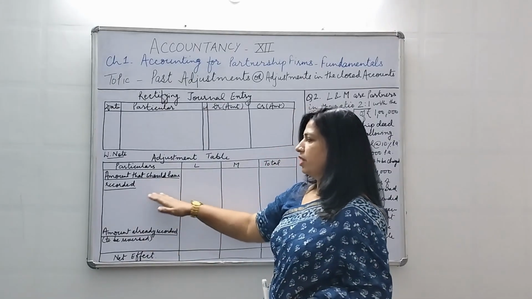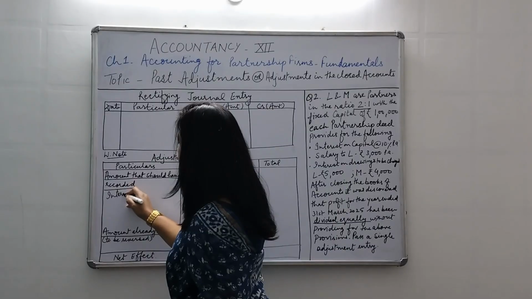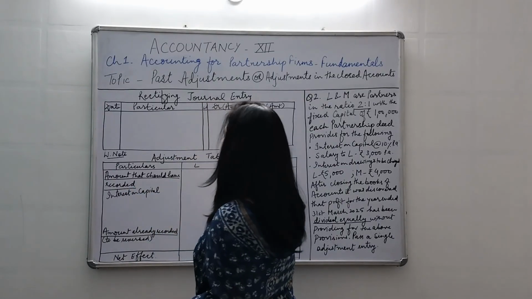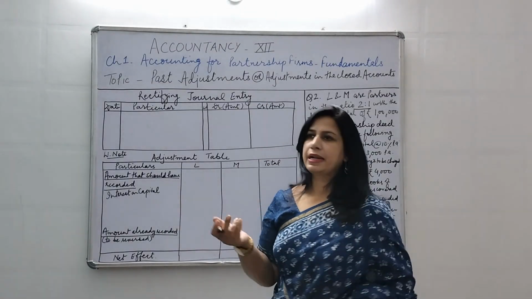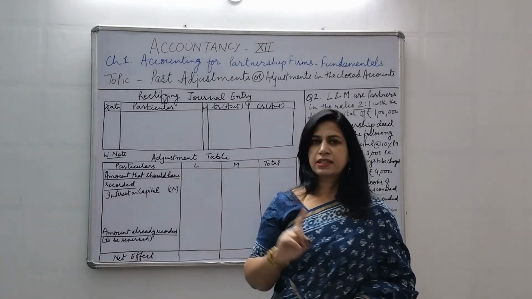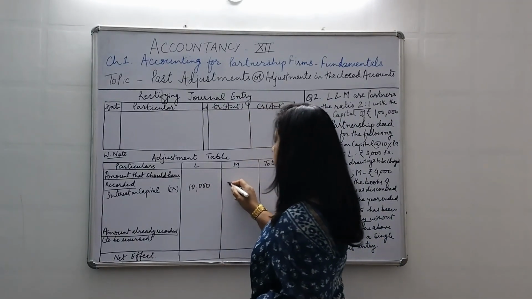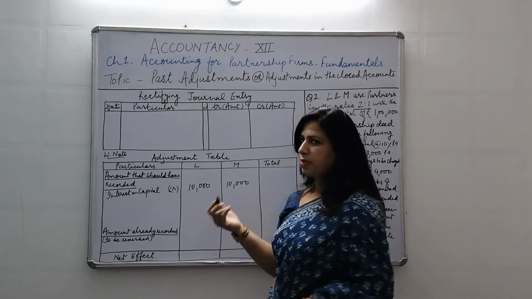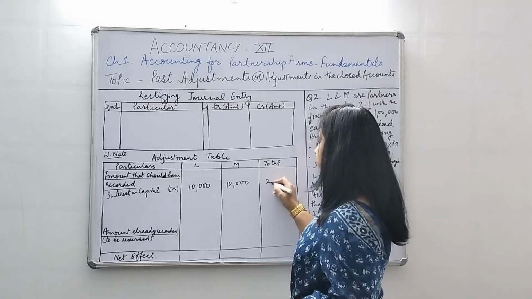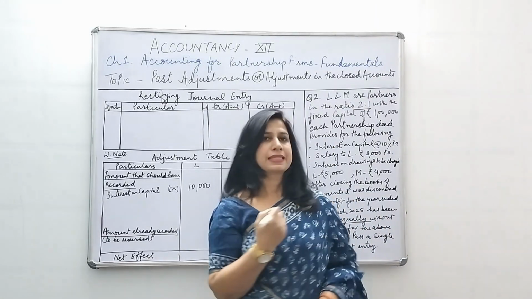Fine. So for the amount that should have been recorded, we will start with interest on capital. And what do we do with this interest on capital? We credit it, right? So we can write here credit. And for L, it will be 1 lakh into 10%, it will be 10,000. And for M also the same amount, because both the partners have the same capital, 1 lakh each. Total becomes 20,000.